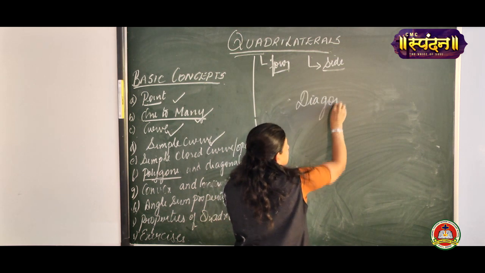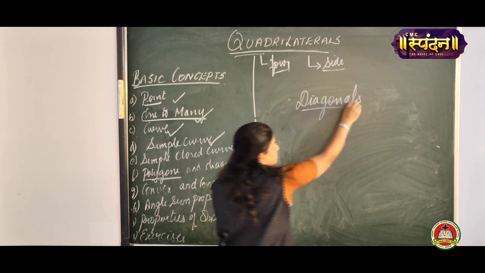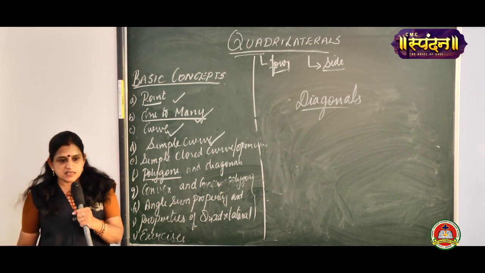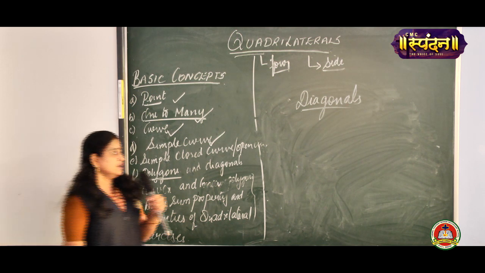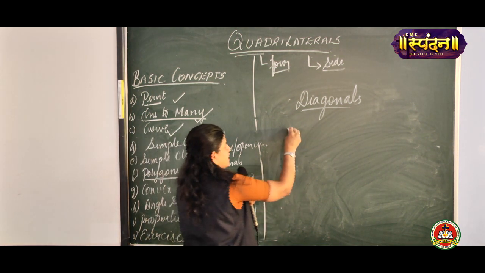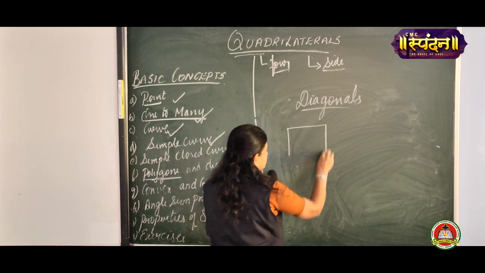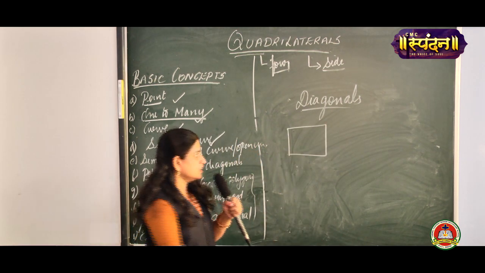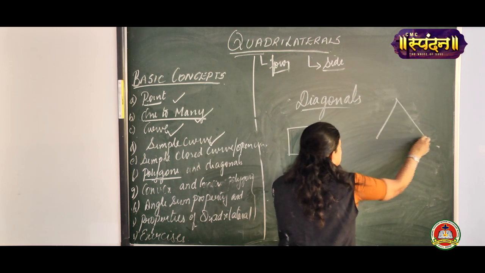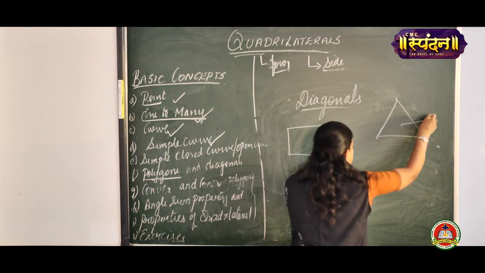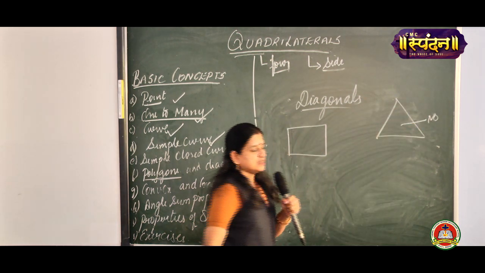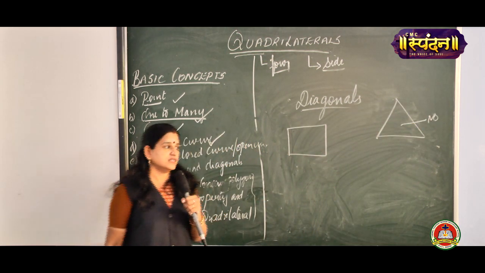What do you mean by diagonals? A line segment joining two non-consecutive vertices is called a diagonal. Suppose I have a quadrilateral. Does a triangle have any diagonals? No, because we are not able to join any two non-consecutive vertices.